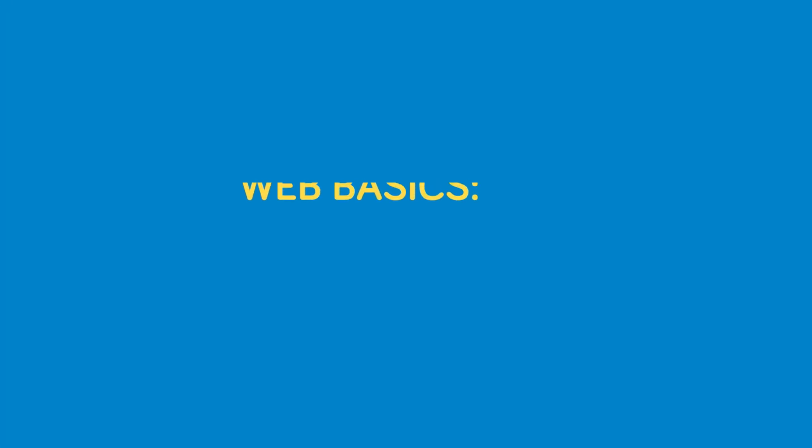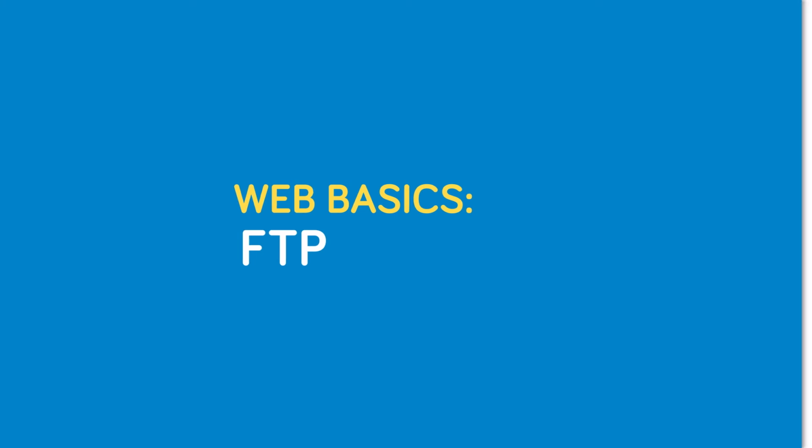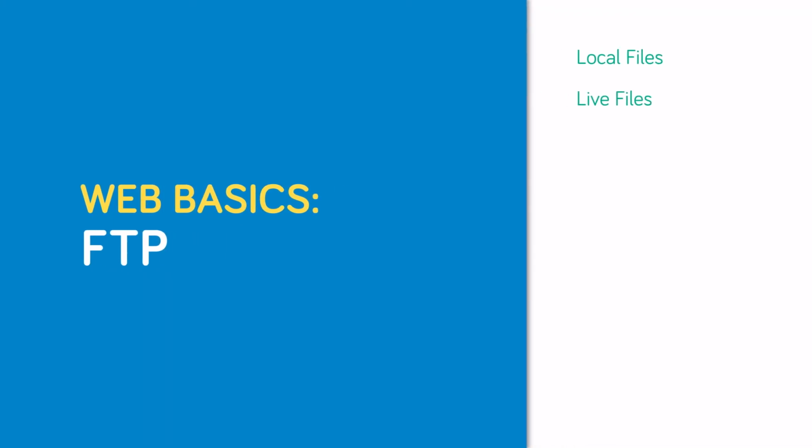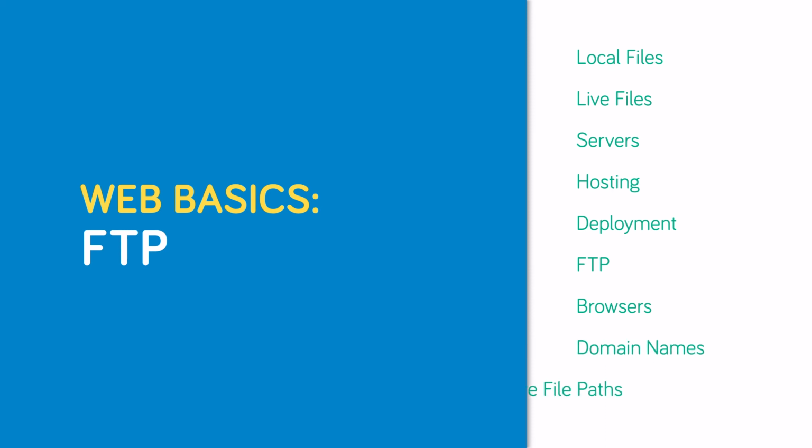So, to recap, files that are stored on your own computer are called local files. Live files are files that are stored on a server and publicly accessible on the web. Servers are houses for web content. Renting space on a server is called hosting. Deployment is the process of transferring files from your computer to a server, and FTP is a common method of deploying files to a server. Files that live on your server can be accessed on the web via a browser using a domain name and relative file paths. And that's how you make your websites live on the web and visible to the world.